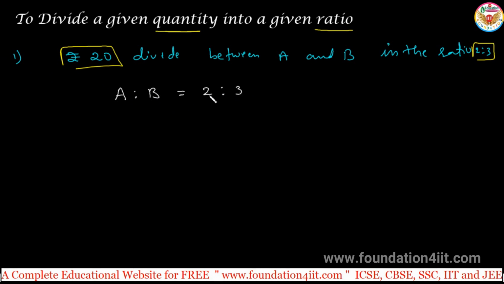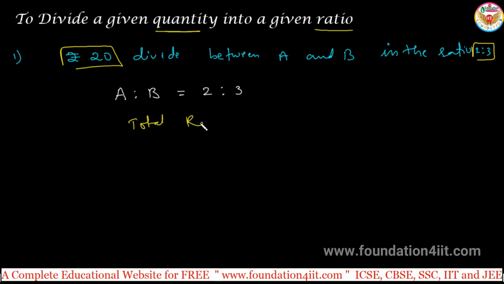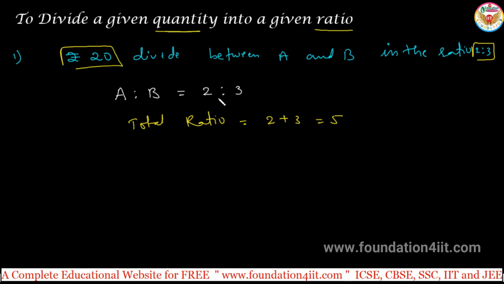If A gets two parts, B is supposed to get three parts. For example, if A gets 2 rupees, at the same time B is supposed to get 3. So the total ratio, that means total parts, is 2 plus 3, which equals 5. So the A is to B ratio is 2 is to 3 and the total ratio is 5 now. That means out of 5, A is supposed to get 2, and out of 5, B is supposed to get 3.